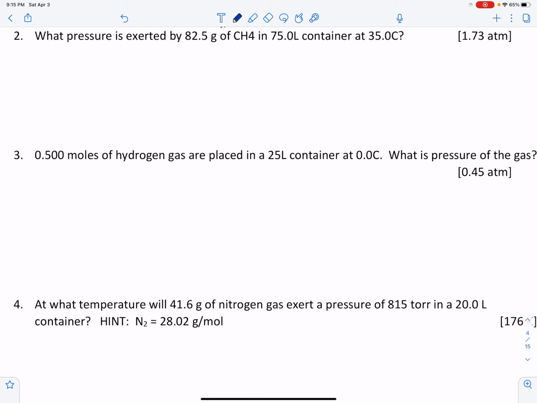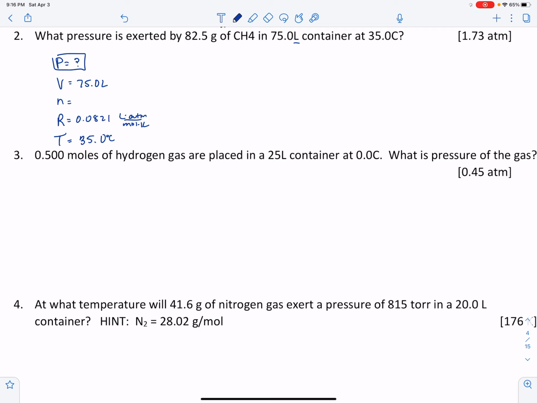All right, so what pressure is exerted by 82.5 grams of CH4 in a 70-liter container at 35 C? So pressure, that's what I need to solve for. Volume, I see liters. N, now this is moles. I don't see moles. Let's come back to moles. I already know R. And then T is 35.0 degrees Celsius.